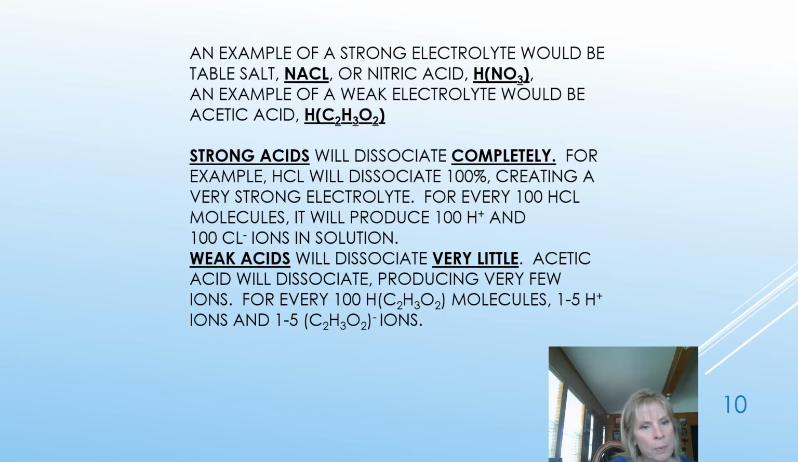We'd given you examples, or I gave you an example of strong electrolytes. Something like table salt is a strong electrolyte, or nitric acid. An example of a weak electrolyte would be that acetic acid that I had talked about. Strong acids will dissociate 100%. They'll dissociate completely. For like hydrochloric acid, it completely dissociates 100%.